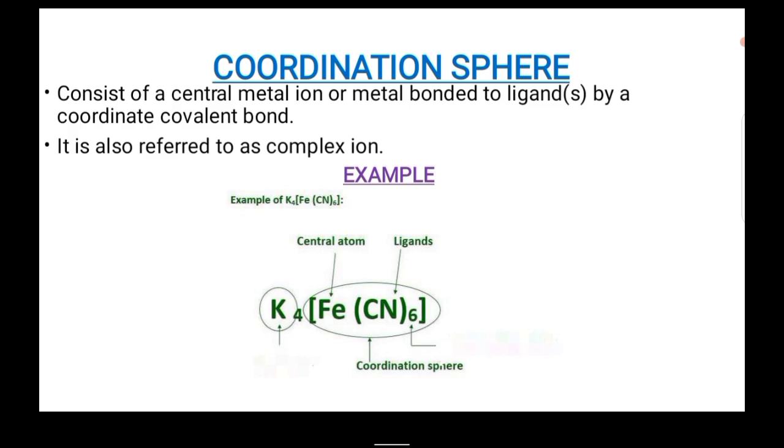So a coordination sphere consists of a central metal ion or metal bonded to ligands or a ligand by a coordinate covalent bond. The bond between a central metal ion and a ligand is referred to as a coordinate covalent bond. So when you're asked in an exam what bond connects the central metal ion or atom to a ligand, it is referred to as a coordinate covalent bond.